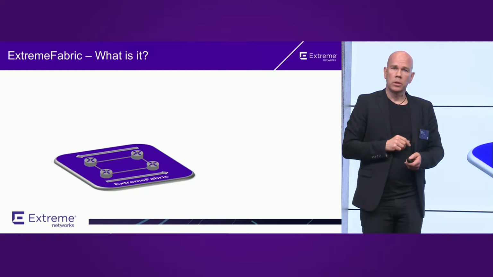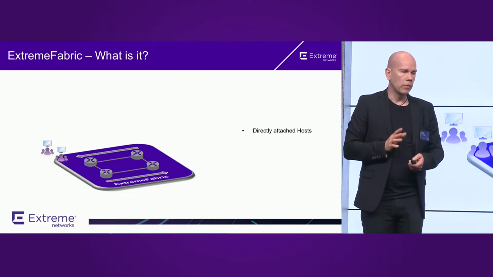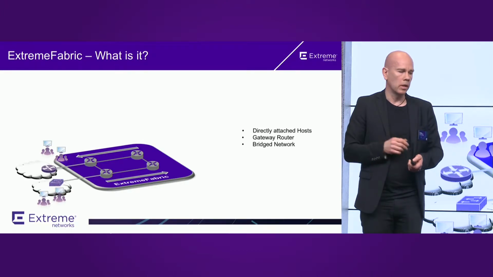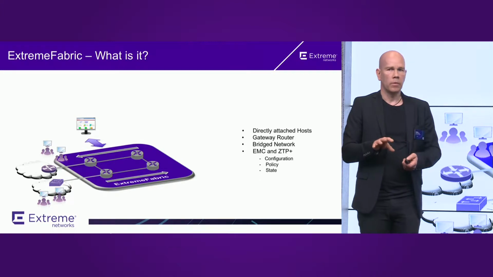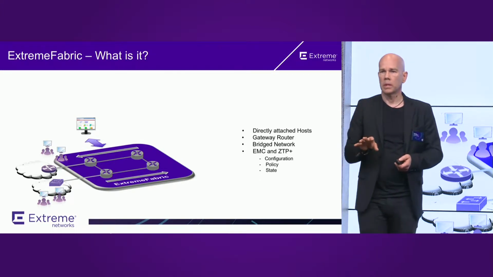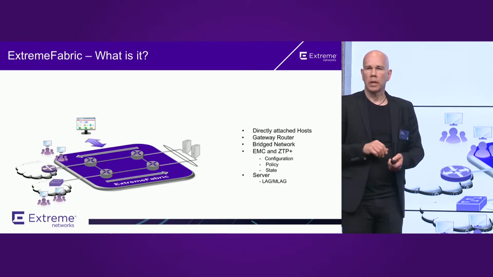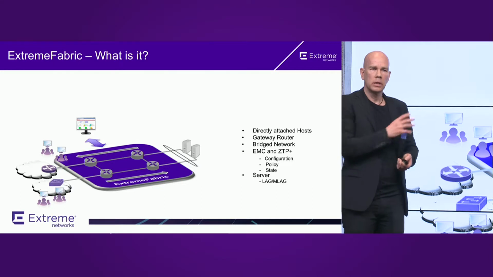So let's start to build a picture. We start from the access side. You can connect into the fabric directly attached hosts. You can connect routers into the fabric. You can connect switches into the fabric. And obviously, as said, the fabric is managed from some kind of a GUI based on a RESTful API. And then the servers could be connected with a lag. So as said, this looks from a construct point of view as an MLAG.